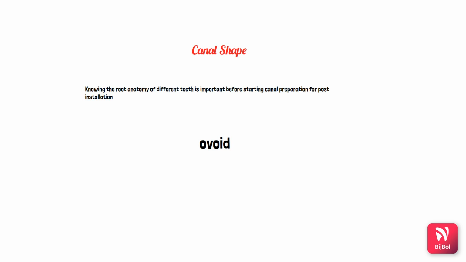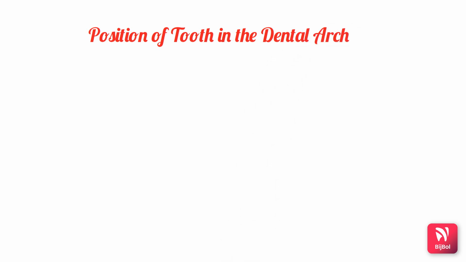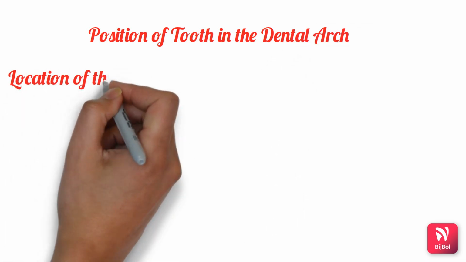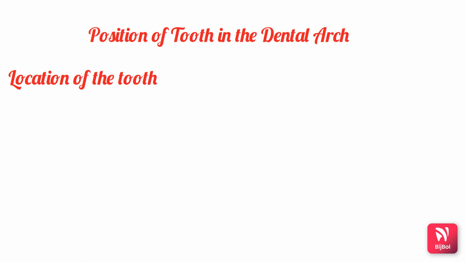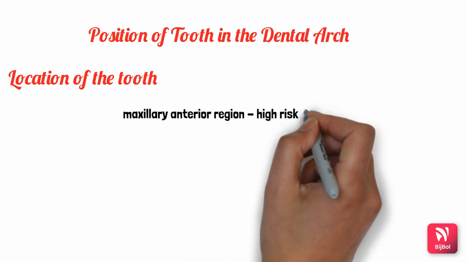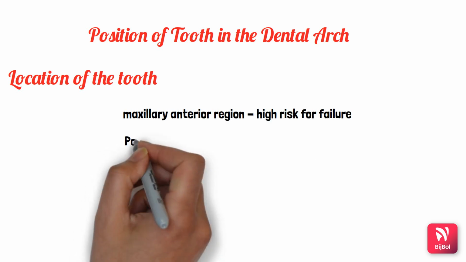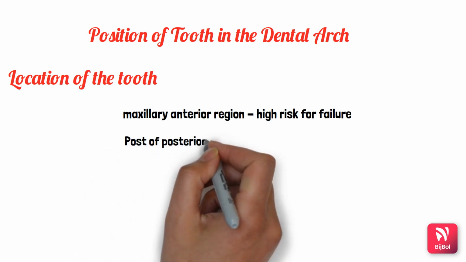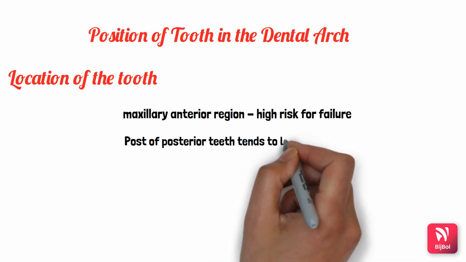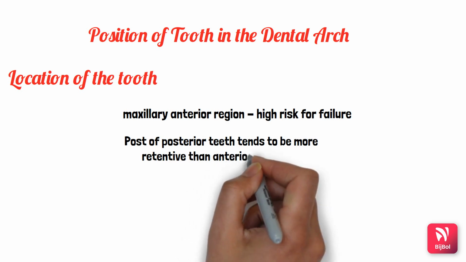So we should have an appropriate knowledge to place the post. Coming to the position of the tooth in the dental arch, the location of the tooth in the dental arch also affects the post retention. For example, the maxillary anterior teeth have a higher risk of fracture because of the compressive, tensile and shearing forces, especially at the post-dentin interface, whereas the posterior teeth tend to be more retentive when compared to the anterior teeth.